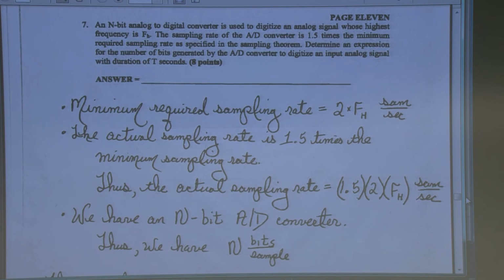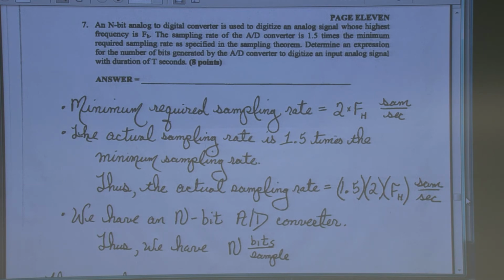You have an N-bit A to D converter, and we're using it, of course, to digitize an analog signal. Now, be careful of the second sentence. The sampling rate is 1.5 times the minimum required. This is very realistic. We often oversample. See, if you just do the minimum and you miss a sample, you're going to miss something.